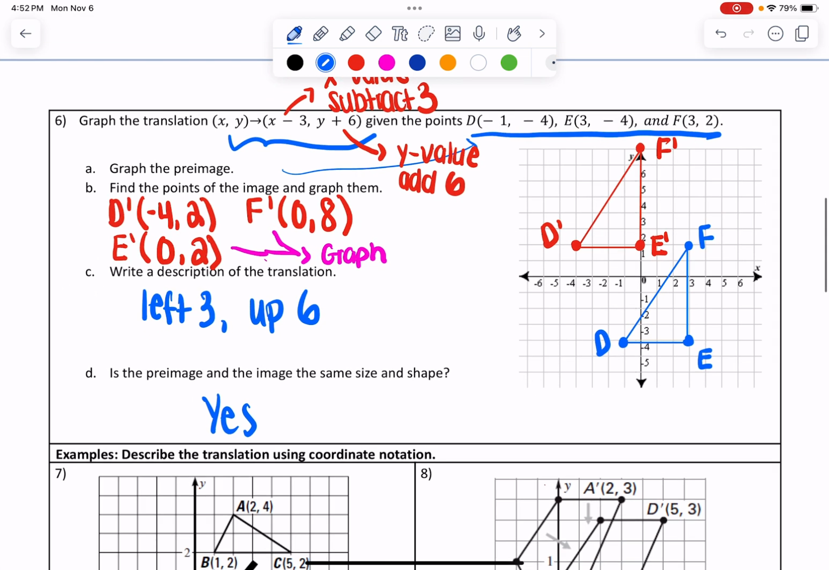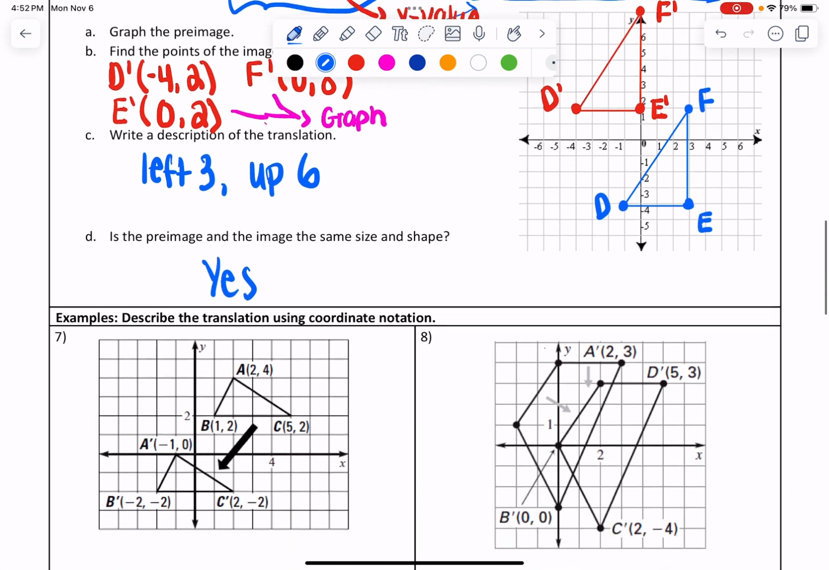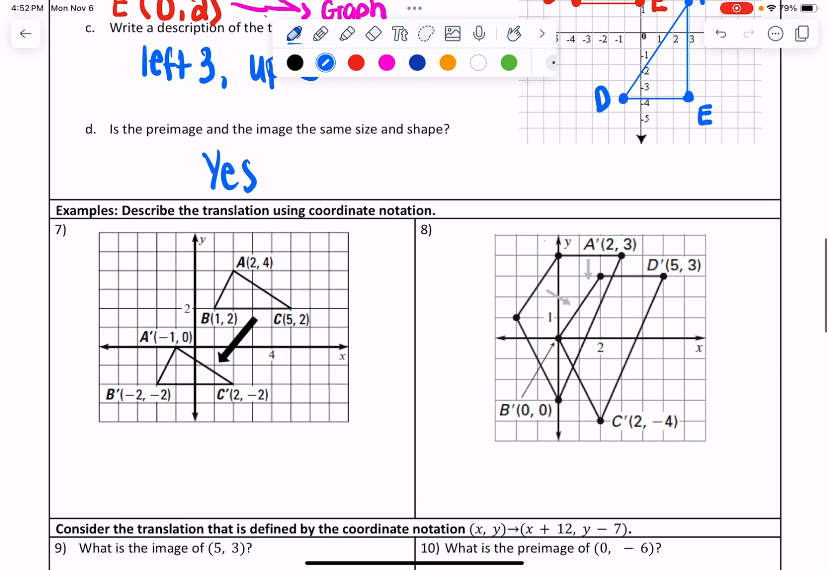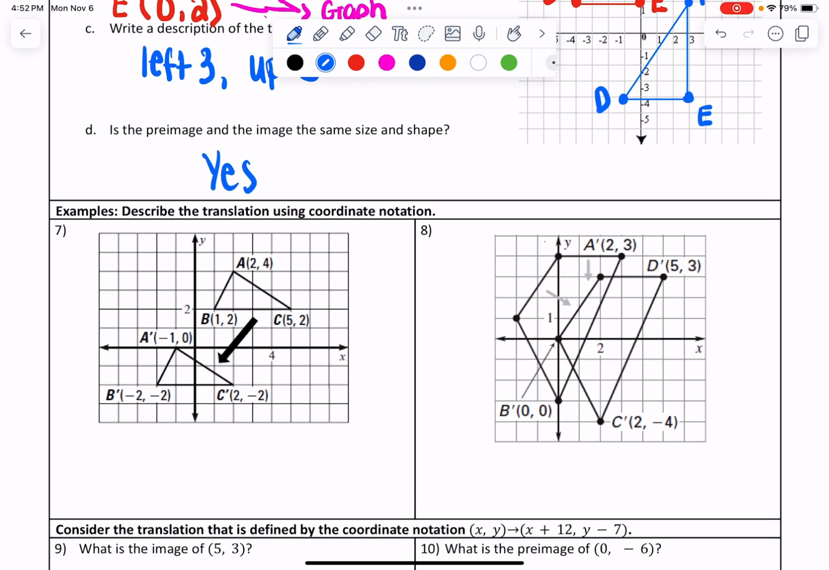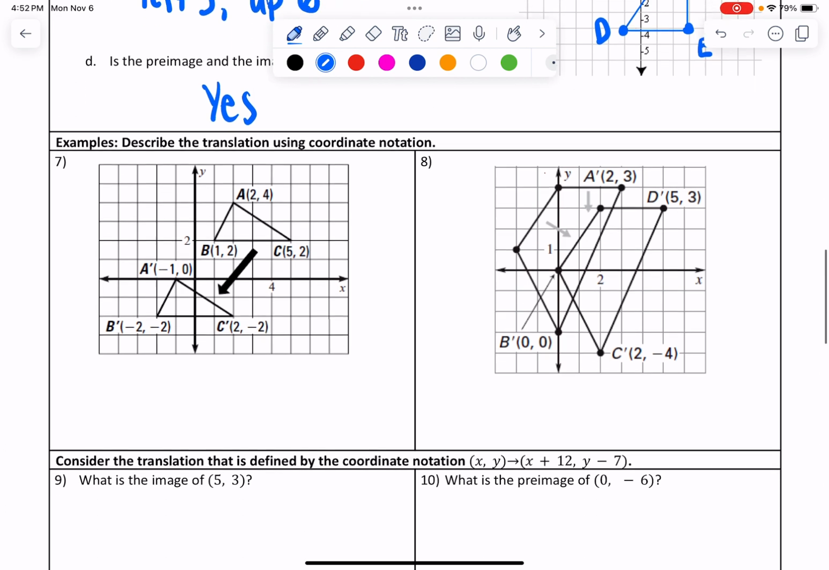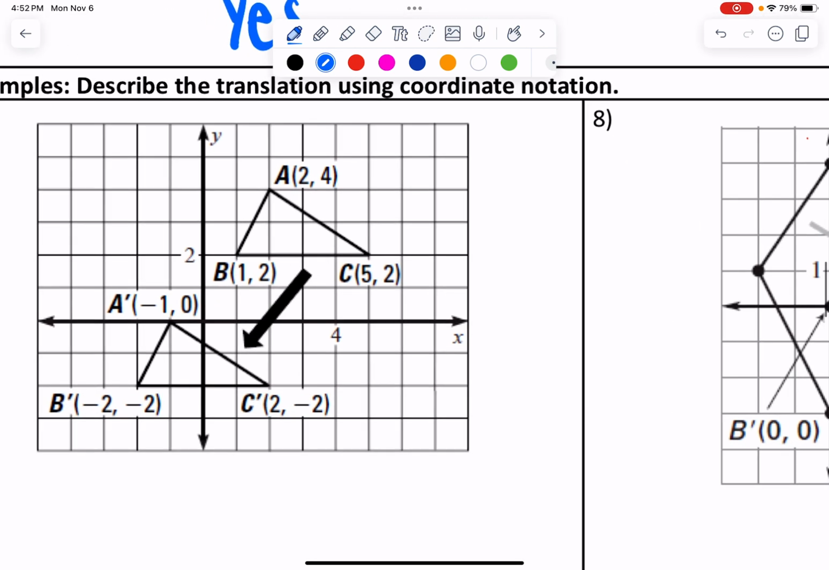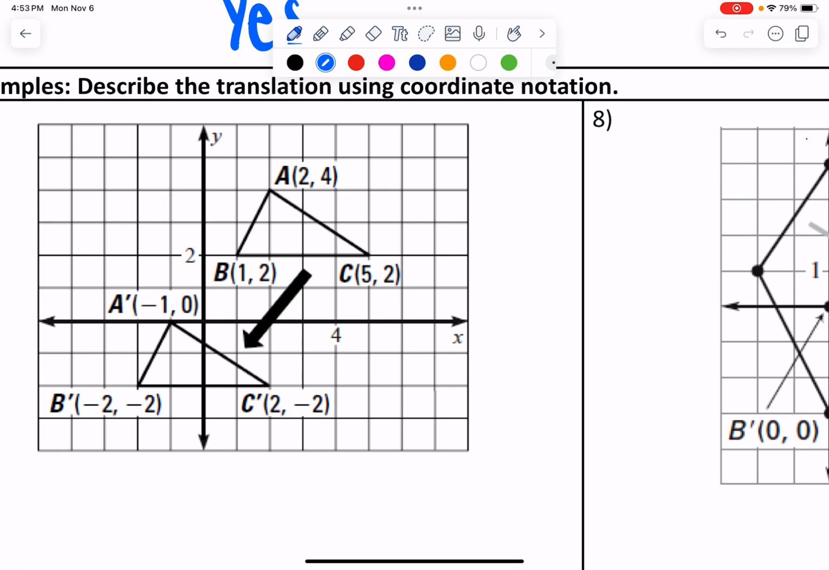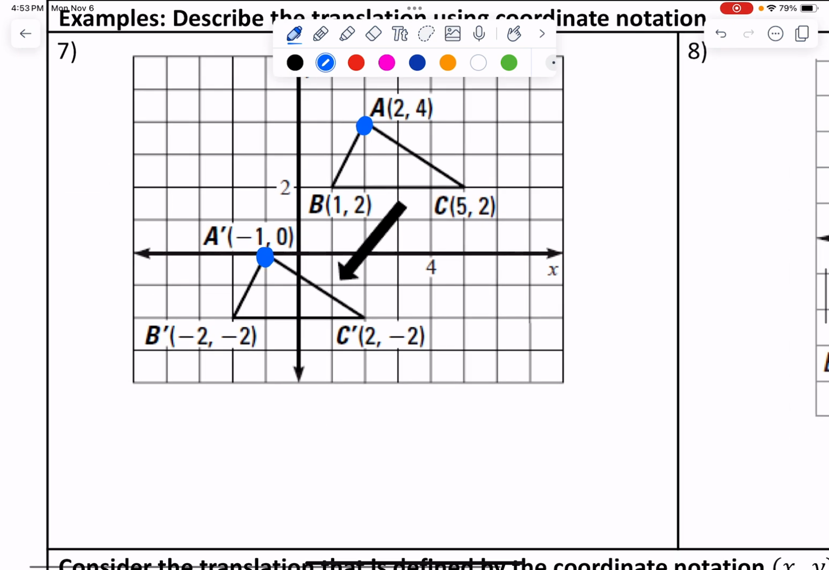Alright, so the last part is going to be given a translation, we have to use coordinate notation to describe it. We are just talking about how we use coordinate notation. What I'm going to do is pick 2 points with the same letter. So let's say in this picture I choose A and A prime. You have to go starting at A and go to A prime. You cannot go the other way around.